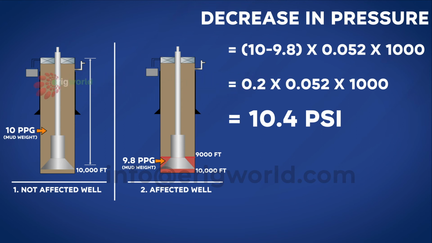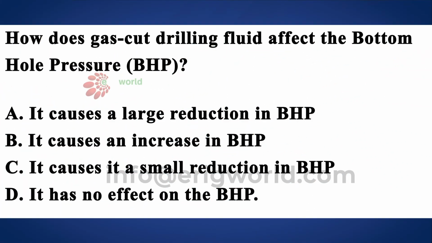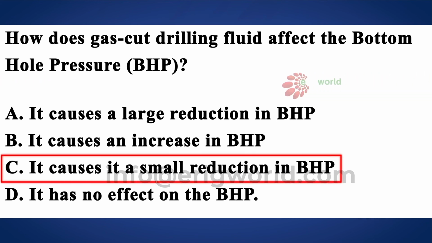This means that the drop is very small. So the answer is, in how gasket mud drilling fluid affects the bottom hole pressure, the options are: there will be a large reduction, no, there is no large reduction; there is an increase in BHP, no; BHP decreases. So we have to select C. It will cause a small reduction in BHP because the BHP reduced only 10.4 psi.